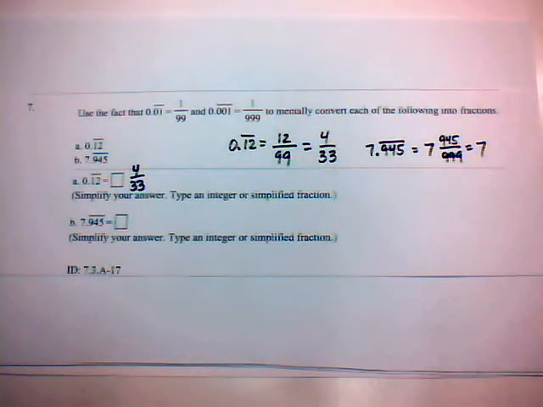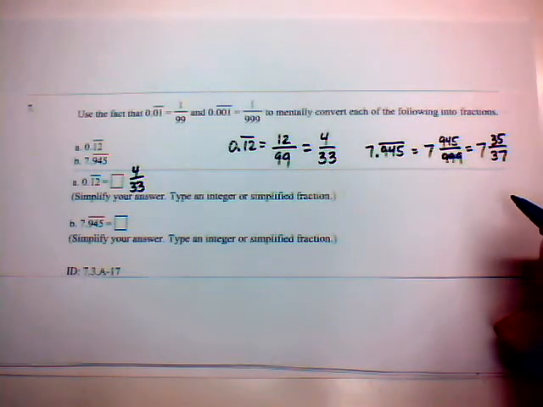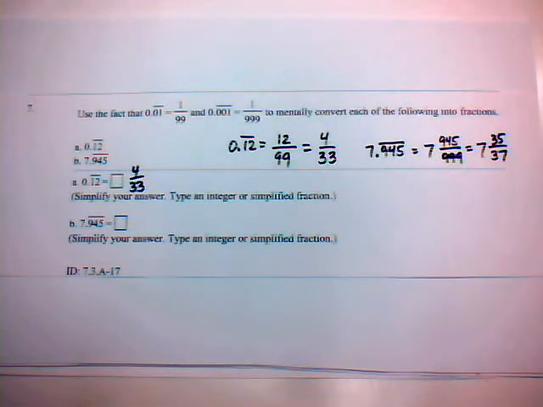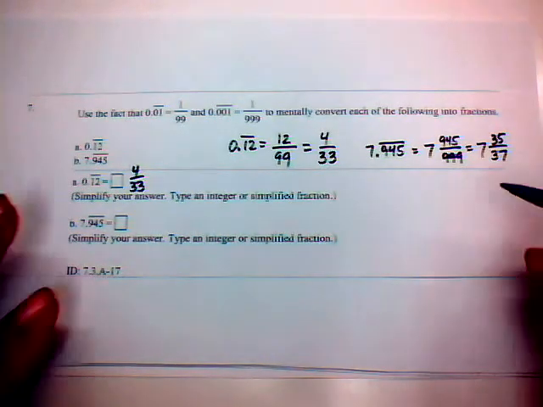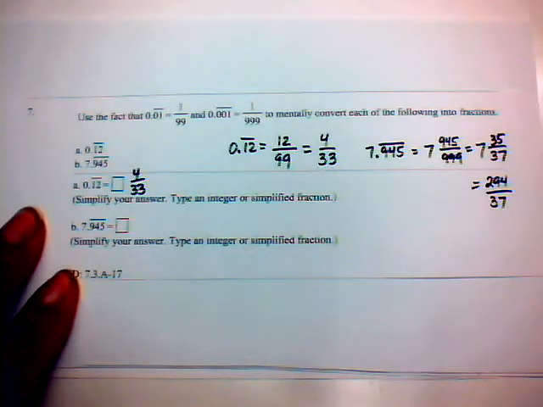Okay, now we need to come up with a number that's in simplest form. So 945 over 999 in simplest form would be, by the way, I'm using a calculator for this one, 35 over 37. So this will be 7 and 35 over 37. And they want a simplified fraction. So if you were to convert that to a mixed number, it would be 294 over 37. Because you'll have to do 37 times 7 and then add 35 to it to get the 294 over 37.